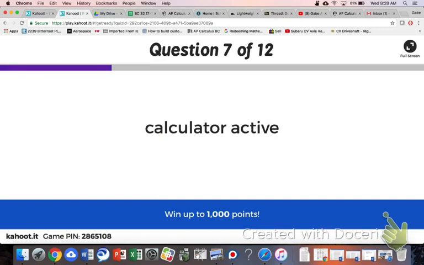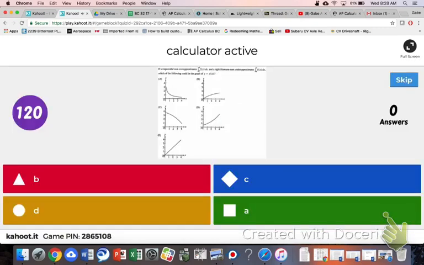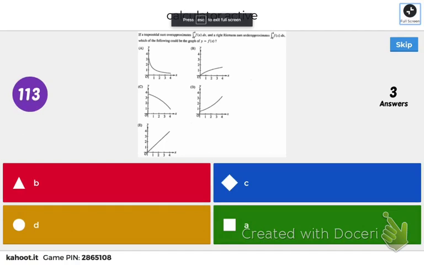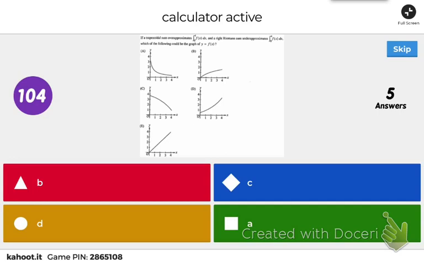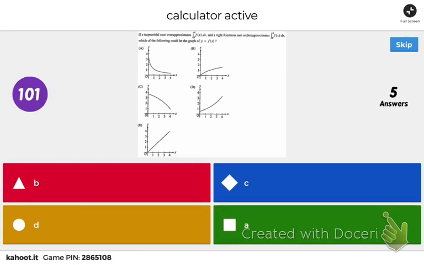Question 7, second half. Here we go. Oh, goodness. Oh, this is the worst one. Sorry. Read that out. You just have to give us an answer. Hey guys, I'm happy to read it out loud for you too.